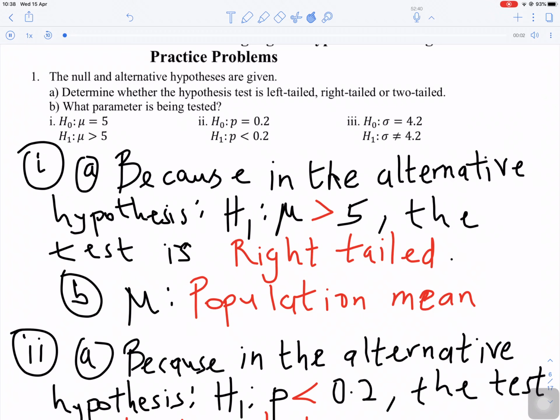Hello, welcome to section 10.1, where we look at the language of hypothesis testing.